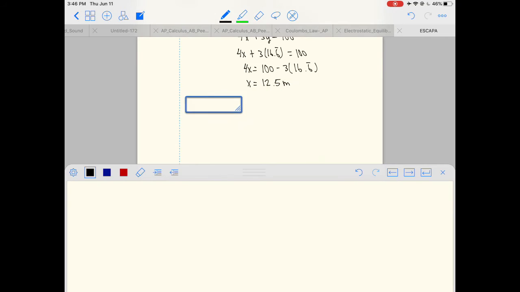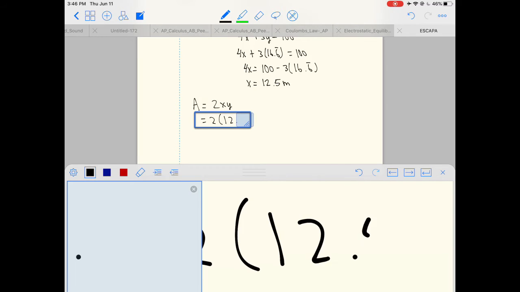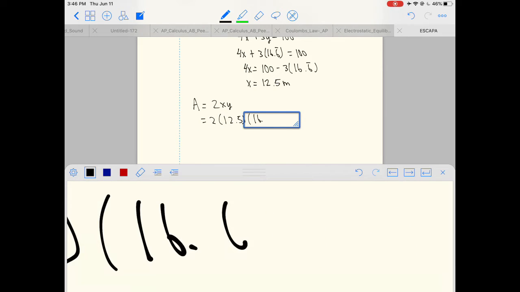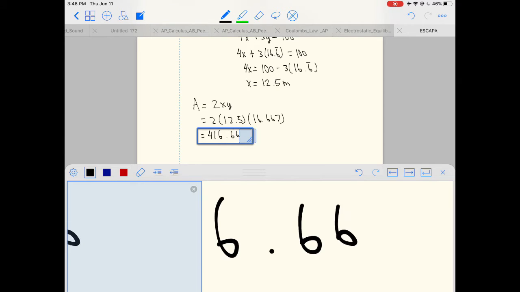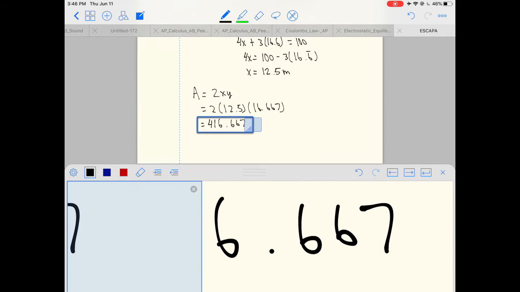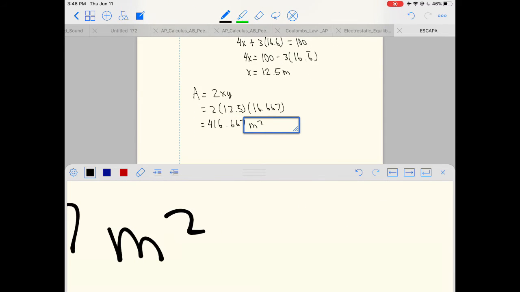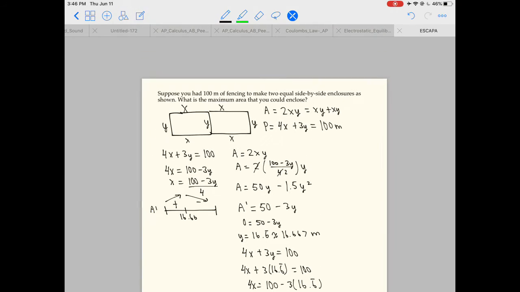And area equals 2xy equals 2 times 12.5 times 16.667. And if I plug that into my calculator real quick, we get 416.667. It's asked for area, so that becomes meters squared. All right, there we have it. That's the solution to the problem.